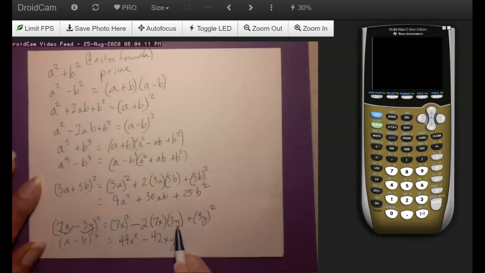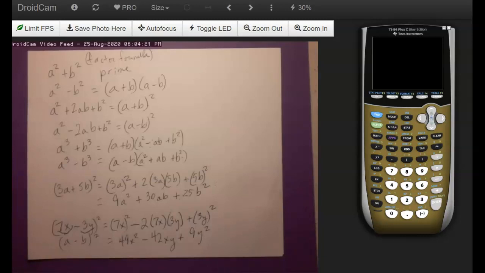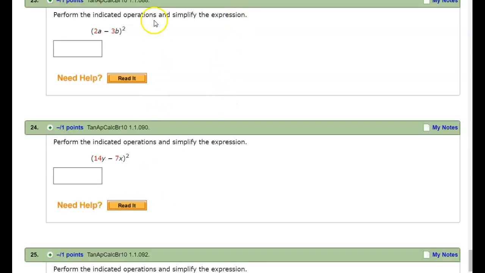So this becomes 49x squared minus 2 times 7 is 14 times 3 is 42xy. Again, pick up your calculator if you're going to get these wrong. Let that calculator work for you. 3 squared is 9y squared. Everyone knows that at some point you were tested on whether or not you could do your multiplication tables. This class is not testing you on that. It's testing you on whether or not you can do things using a calculator. All right. So that'll take care of a couple more problems here.